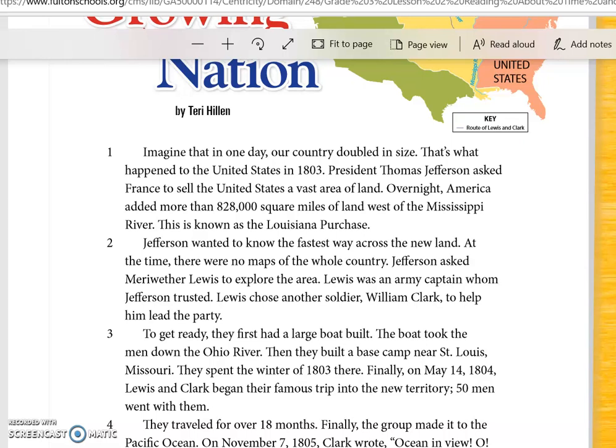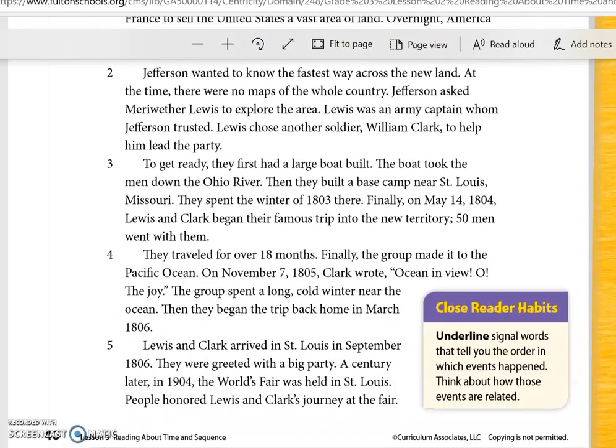Finally, on May 14th, 1804, underline finally, because finally usually means it's going to come at the end of something. And then there is a date there as well. So underline finally on May 14th, 1804. Lewis and Clark began their famous trip into the new territory. 50 men went with them. They traveled for over 18 months.